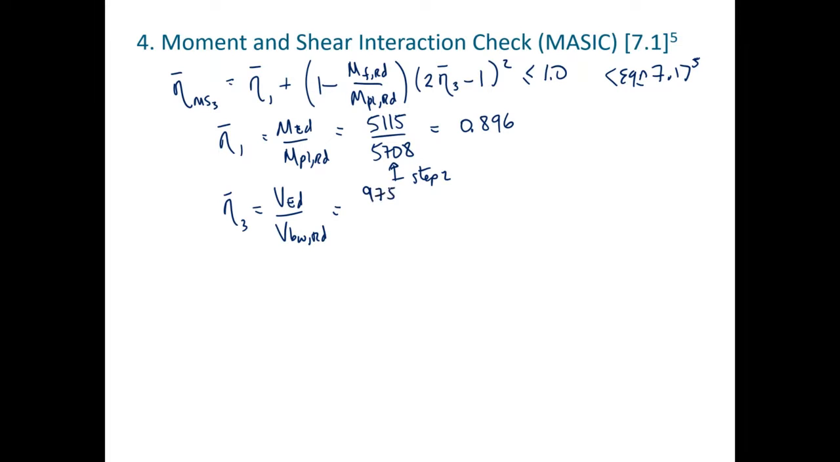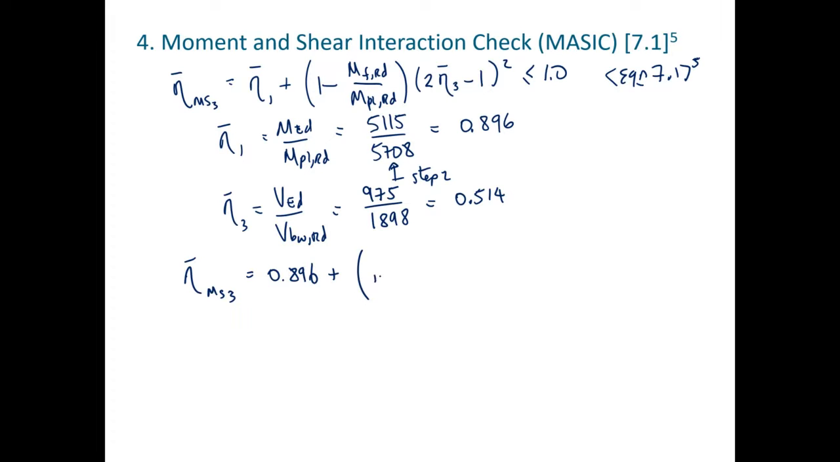So we said that the demand is 975 and the capacity is 1898. And so it's just above half. So we said if it's less than half, then it's low shear. This is just above half, 0.514, so it's not low shear. So now we can put that into the formula, which is equation 7.1.